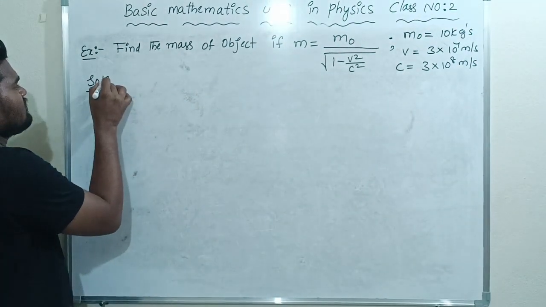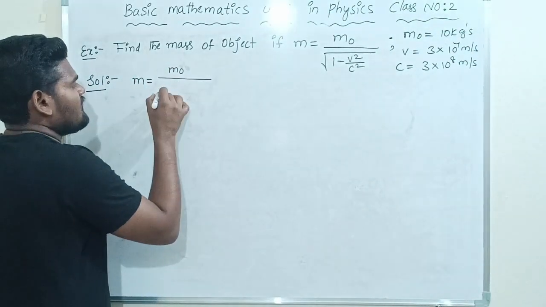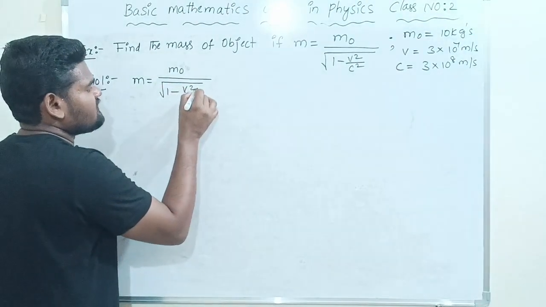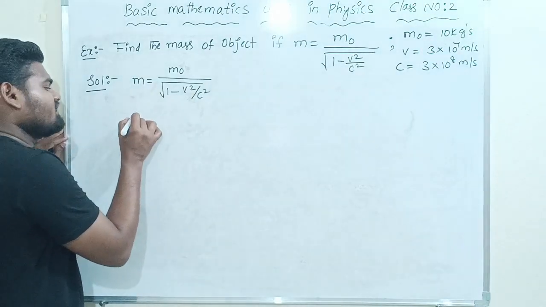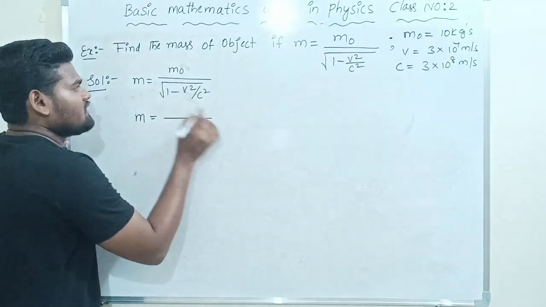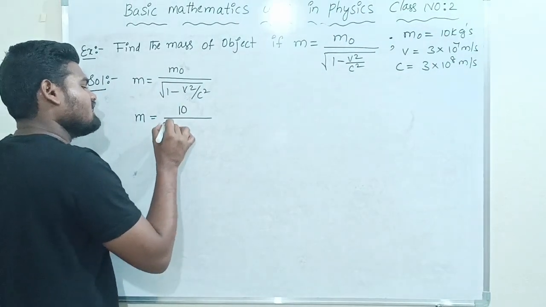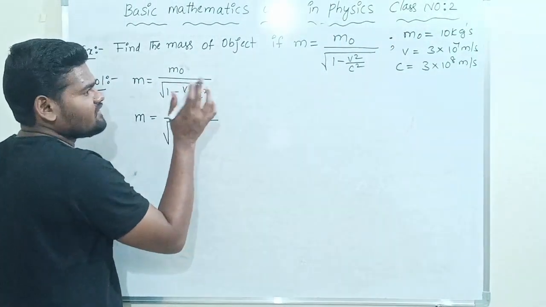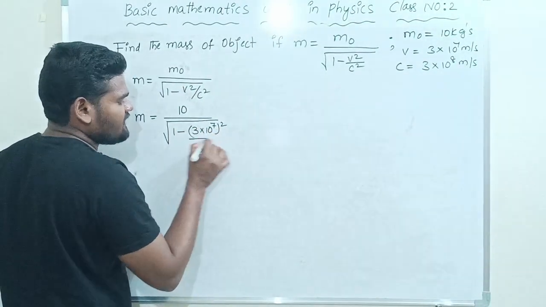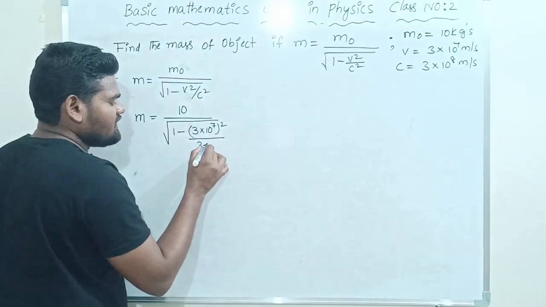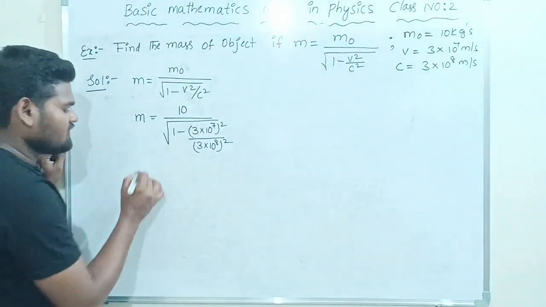Solution. m is equal to m naught by under root of 1 minus v square by c square. This is the given equation. Then we find m, which is equal to, what is m naught? m naught is 10 kgs by under root of 1 minus v square. What is the value of v? (3 into 10 to the power of 7) whole square divided by c square. What is c? (3 into 10 to the power of 8) whole square. Is it clear?